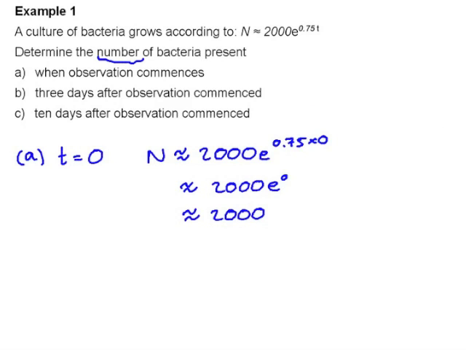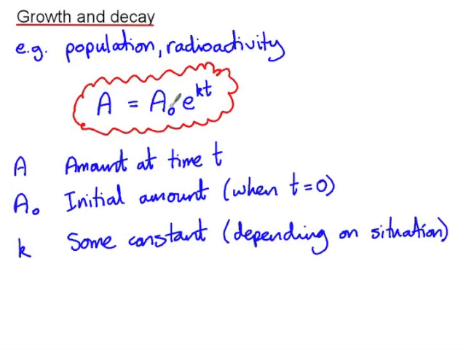Now remember the formula from before, that's our A0, because when t is 0 at the beginning, the initial amount, this e to the kt will equal 1, and that's why A0 is our initial amount.